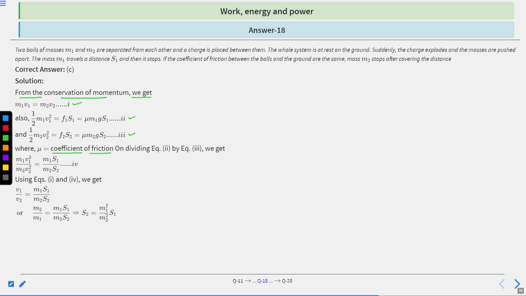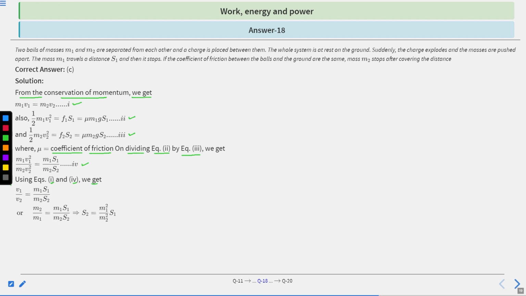Clear? On dividing equation second by equation third, we get m1 v1 square divided by m2 v2 square, which is equal to m1 s1 divided by m2 s2. Let this be equation 4. Using equation first and 4, we get v1 divided by v2 is equal to m1 s1 divided by m2 s2.